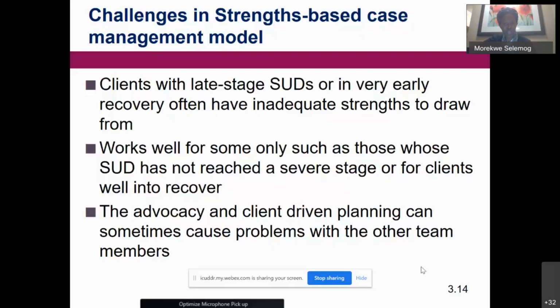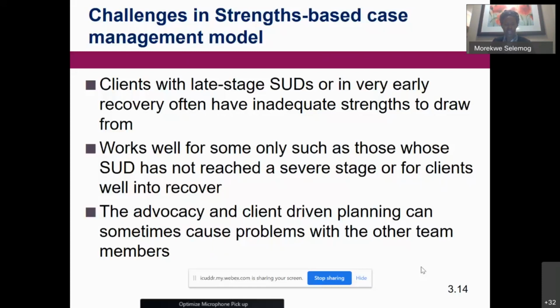It works well for some, such as those whose SUD has not reached a severe stage. I think it's the same point for clients who are well into recovery. For clients who are well into their recovery, this type of model would work well, because they would be in a position to identify and advocate for themselves, and to be outgoing in getting the information themselves. And so that is why we are saying that for those in early recovery, it might not be as effective as compared to the brokerage model.